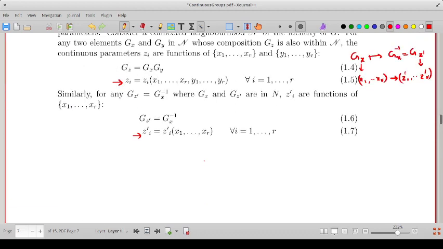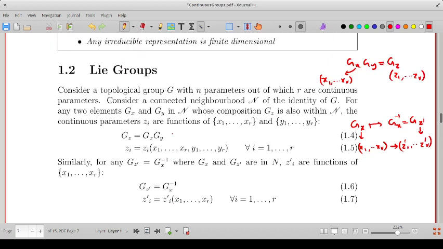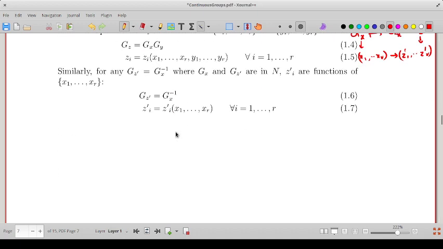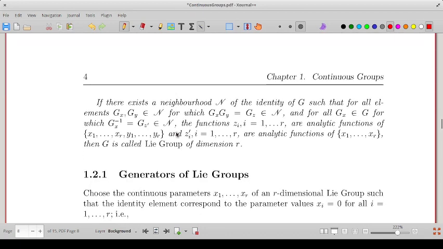Now, if these maps, that is z_i is equal to this and z'_i is equal to this map, which are functions of this many variables, and this one is a function of this many variables. If these maps are analytic functions, then the group is said to be a Lie group. So let us formalize its definition.